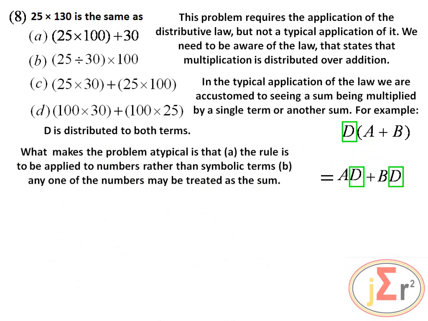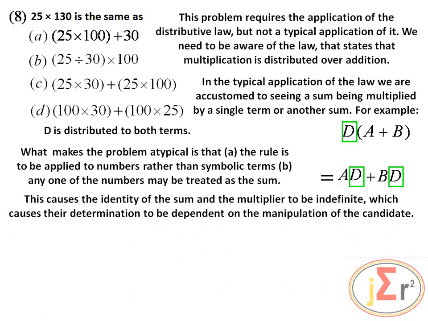What makes the problem atypical is that A, the rule is to be applied to numbers rather than symbolic terms like letters. And B, any one of the numbers may be treated as the sum. So in this particular case, we are just working with numbers. That is for the first point. The second point is, because of that, any one of these numbers can be treated as the sum, and the other one may be treated as the number that we are multiplying the sum by. So we may say that 130 is the sum, and that we multiply by 25. Maybe that is the case.